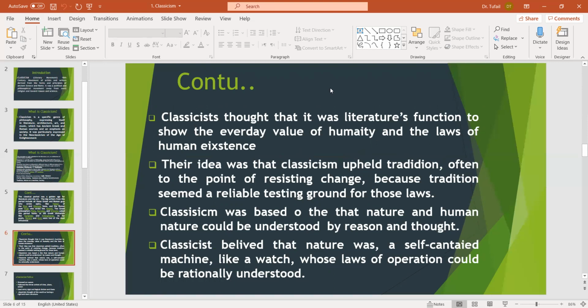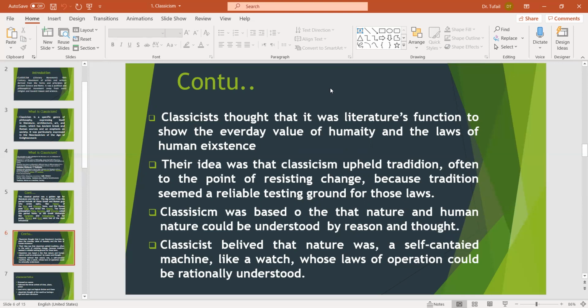So this is the root where they thought it was literature's function to show the everyday value of humanity and the law of human existence. They are just legislative, and they have laws, and they follow the laws, and everything is laws. May it be the human mind, may it be society, all these things are the product of that, and these laws are there, and we have to follow, accept, promulgate and promote these laws.